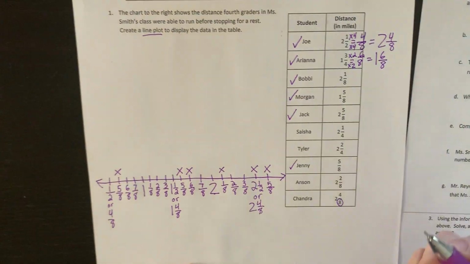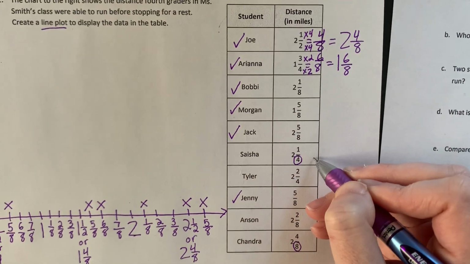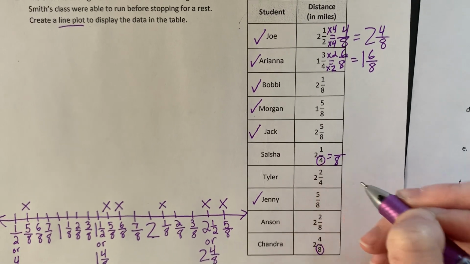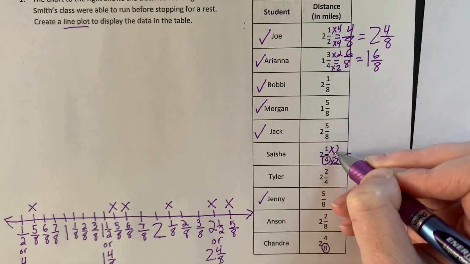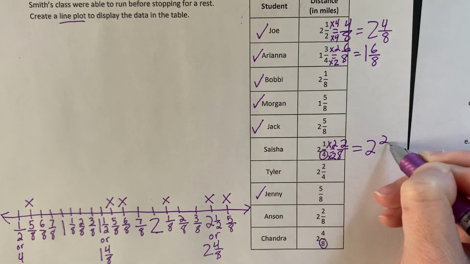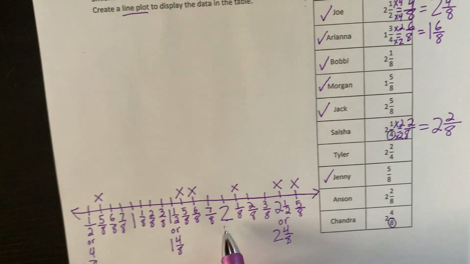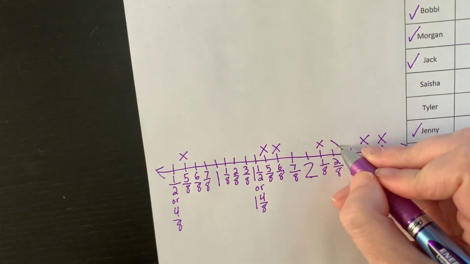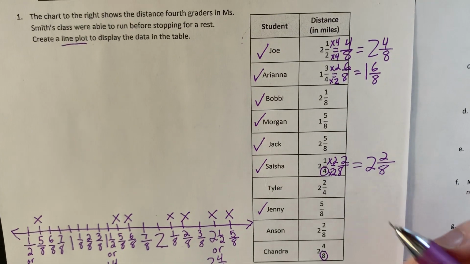Jack is all done. Sasha is 2 1/4. Oh, I see a fourth. I gotta make it into an 8. Again, ask yourself, 4 times what equals 8? 4 times 2 is 8, so you have to times the top by 2. 1 times 2 is 2, and that equals 2 and 2/8. Again, we're now going to take it back to the line plot. We're going to go to 2, and you're going to go 2/8. So 1/8, 2/8. Put an X above there, and now Sasha's done. We're almost there, boys and girls.